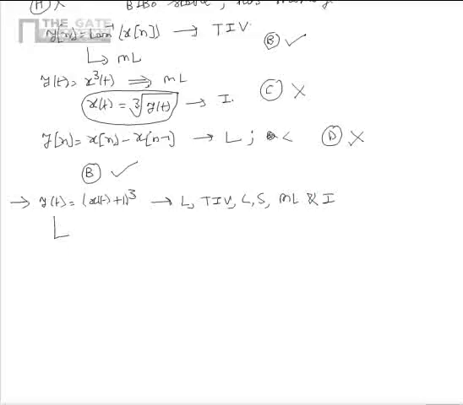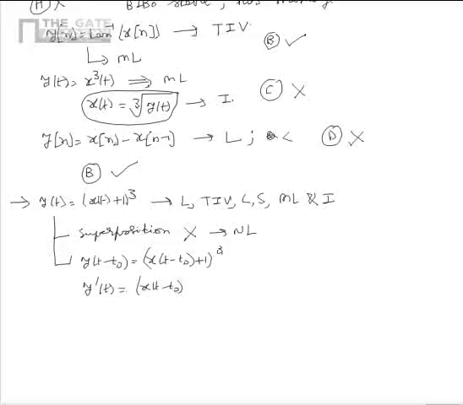Here we see that the given system doesn't satisfy superposition principle, that is, linear combination of inputs wouldn't give linear combination of the outputs. So the system is non-linear. Also, here we can say that the delayed version of output, that is y of t minus t naught, is equal to x of t minus t naught plus 1 whole cube, and output due to delayed version of input, that is y dash of t is equal to x of t minus t naught plus 1 whole cube. We see that these two are equal. From this, we can say that the system is time invariant.